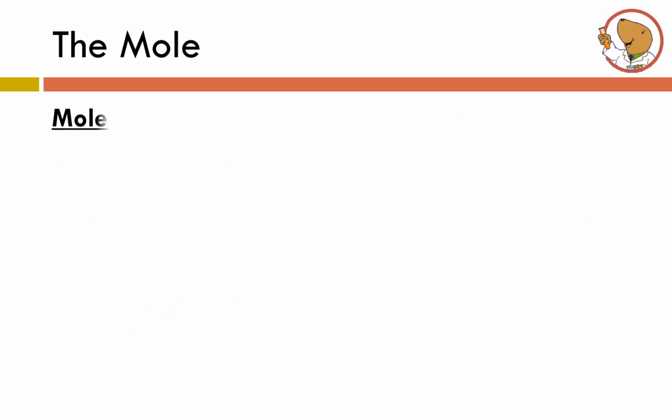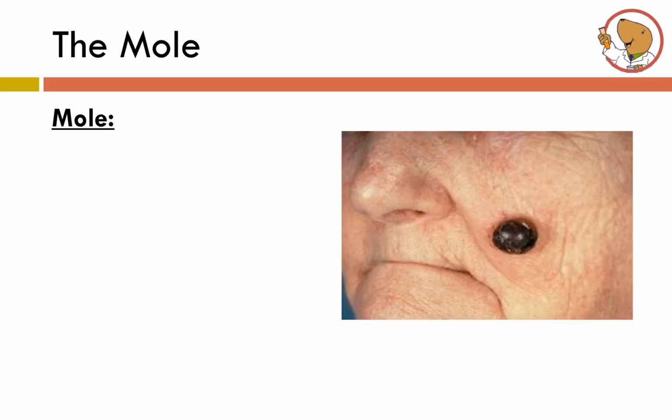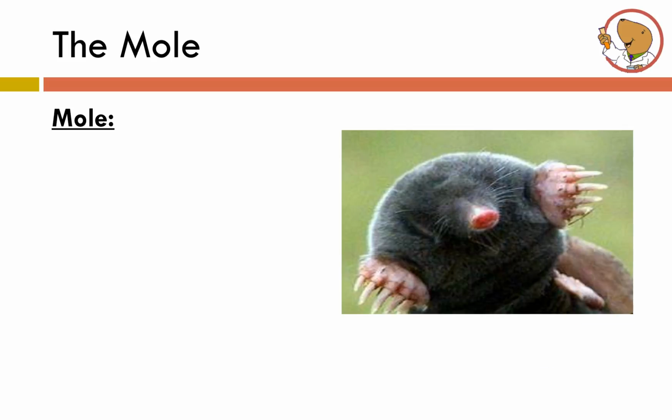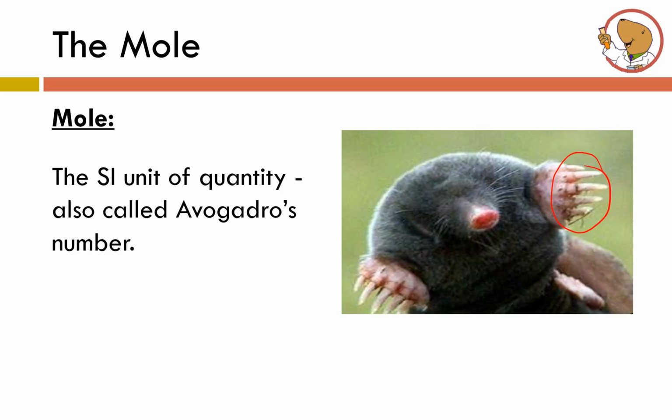So when we say the mole in chemistry, we're not talking about this mole. We're also not talking about this mole. I guess it's kind of cute. This is a mole that lives underground. It's pretty much blind, and hopefully you can tell from its claws it does a whole lot of digging. Chemists aren't really interested in that mole either. We care about the SI unit of quantity. It's also called Avogadro's number.